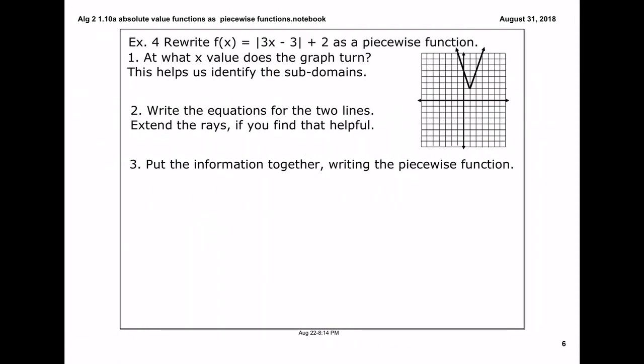Example number 4, if we rewrite f of x equals the absolute value of 3x minus 3 plus 2 as a piecewise function, we look for our turning point so we can see that that is where x equals 1. So we know when we write our subdomains down here, we are going to have where x is less than 1 and where x is greater than or equal to 1, because we always use that turning point.